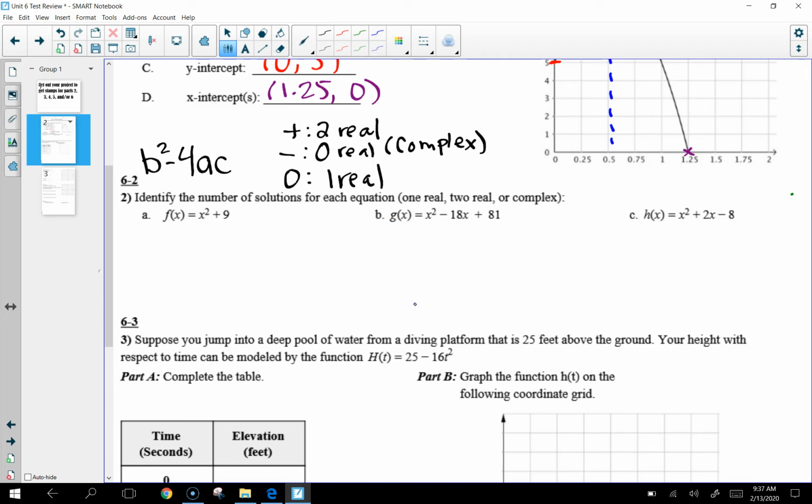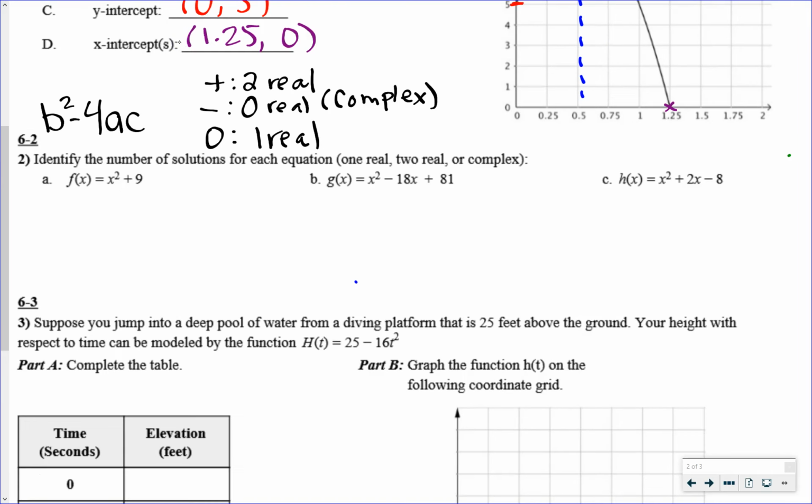Part A has x squared plus 9. Oh, what is it missing? It's missing the b, right? Could I put the b back in? I could, but with a 0. Yes, I could, if that helps you see it a little bit better. If you're missing a piece, you can replace it back with a 0. Because now, what's my A? A is 1, B is 0, C is 9.